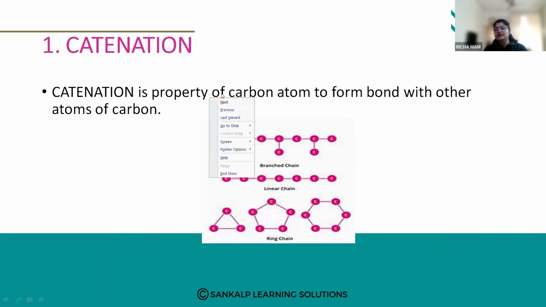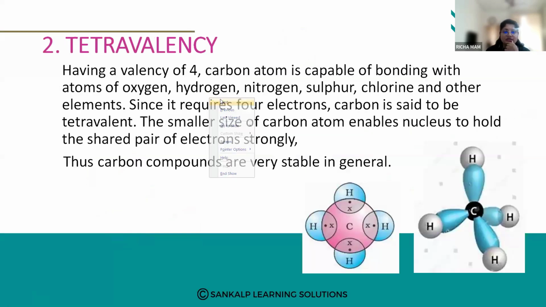So this is the first unique property of carbon, that is catenation. Second is tetravalency. What do you mean by tetravalency? Tetravalency means, because carbon has how many electrons in its valence shell? Carbon has 4 electrons in its valence shell. So because of that, it is capable. What can carbon do?